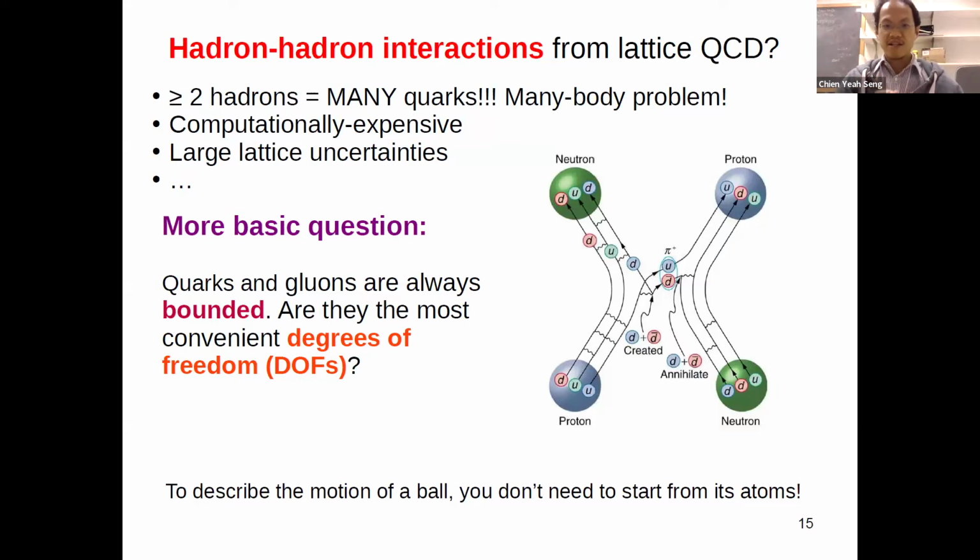Just like if you want to describe the motion of a ball going from point A to point B, you don't need to start from its atoms, although the ball consists of atoms, but you just need its macroscopic properties. So you can just take the ball as a point-like particle and just go with classical dynamics. Therefore, it may be worthwhile to rethink what are the better degrees of freedom that we should choose, and what is the most convenient theory that consists of these more conveniently chosen degrees of freedom.